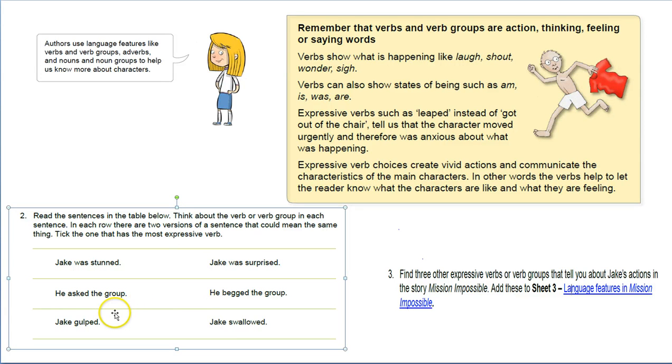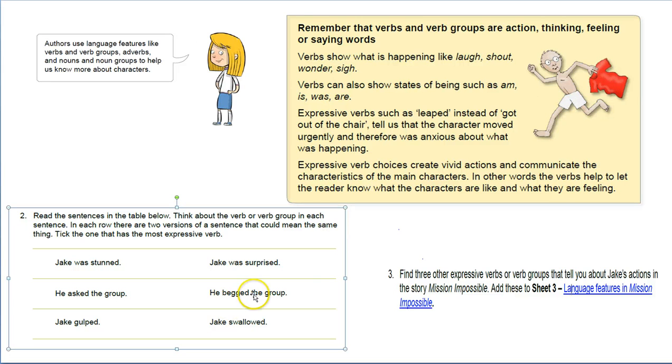Okay, "Jake gulped" or "Jake swallowed". Well, Jake swallowed is almost just describing when he's eating. But when you gulp, like that, it's like, I'm not too sure about this, or something's going to happen, I don't know what to do. So gulped gives a very descriptive verb, in this case, to show the actions of Jake and what he might be feeling at the time.